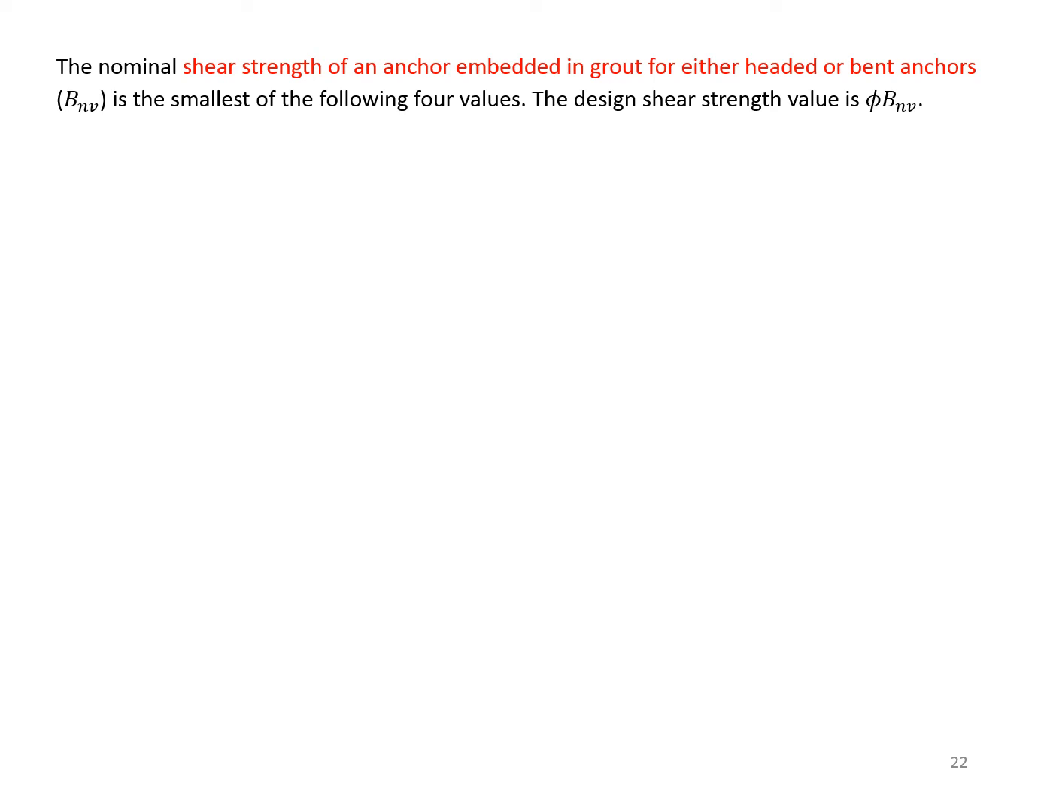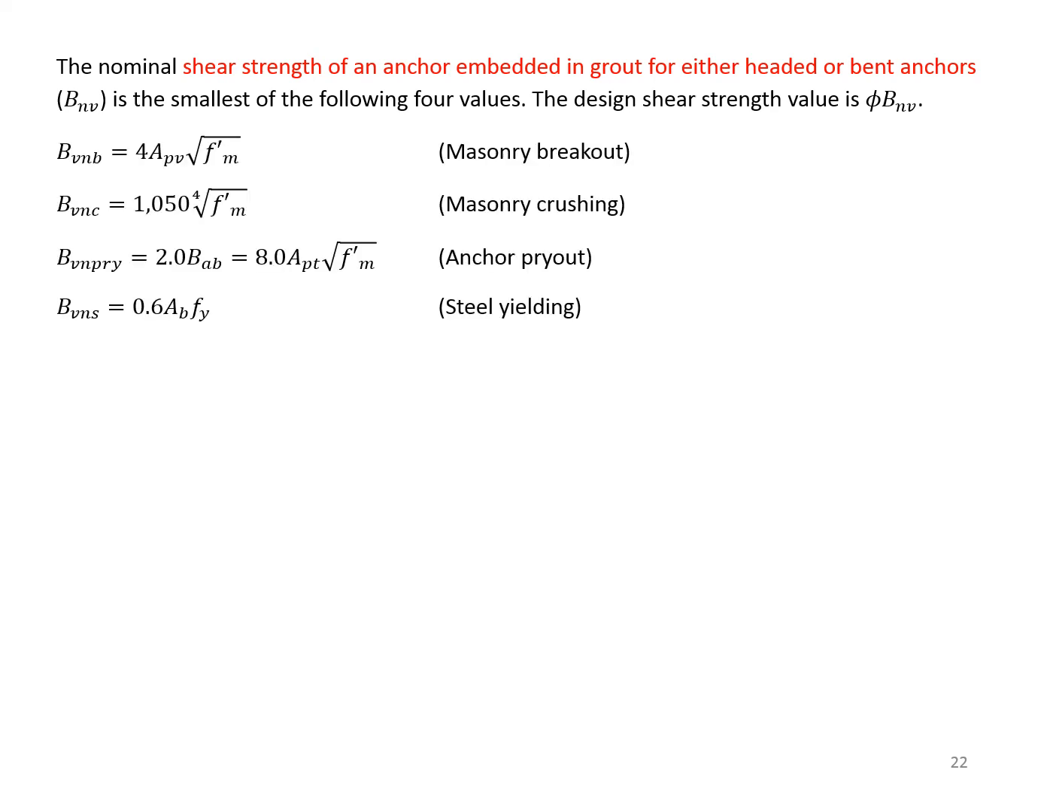The nominal shear strength of an anchor embedded in grout for either headed or bent anchors, BVN, is the smallest of the following four values. The design shear strength value is phi multiplied by the smallest of the four. The first equation, BVNB, is 4 APV square root of f prime m. The second equation, BVNC, is 1050 times the fourth root of f prime m.